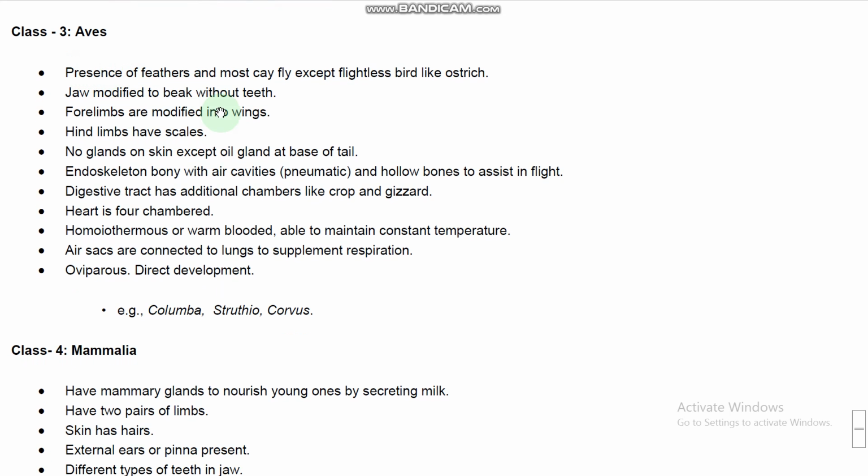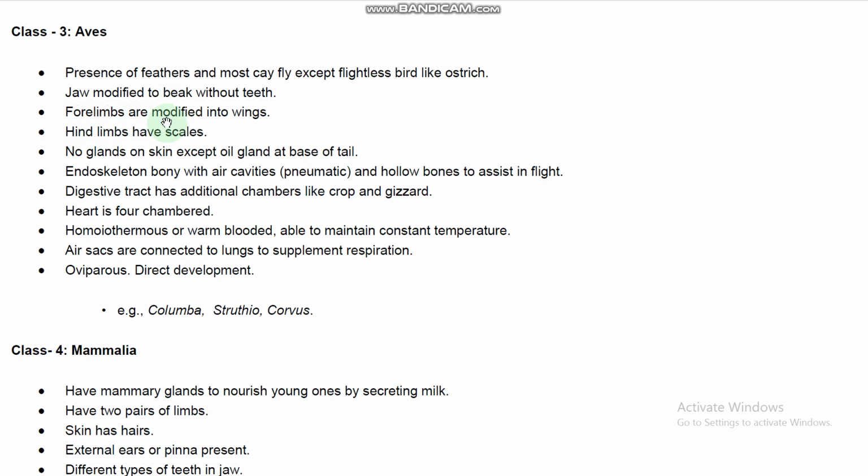So presence of feathers and most fly except flightless birds like ostrich, and most of the birds are flying birds only, and flightless birds also come under the Aves group only. So jaw is modified to a beak without teeth. Teeth are absent and the jaw is modified in the form of a beak. So there are different types of aviation characters, adaptation characters for flying in the Aves birds.